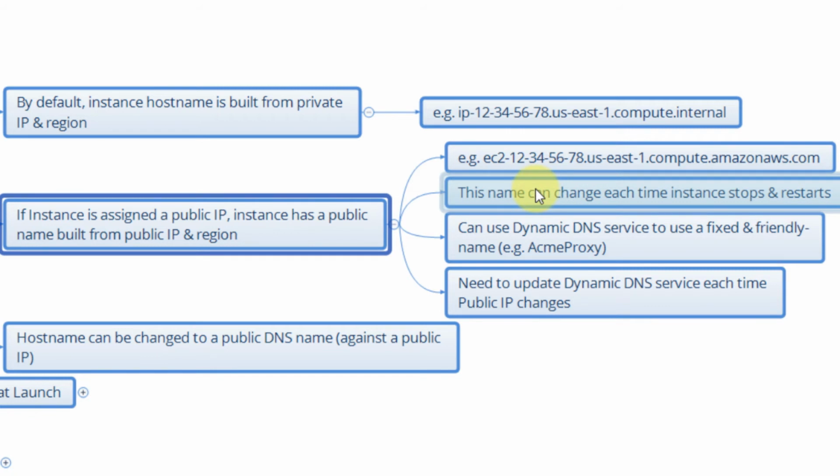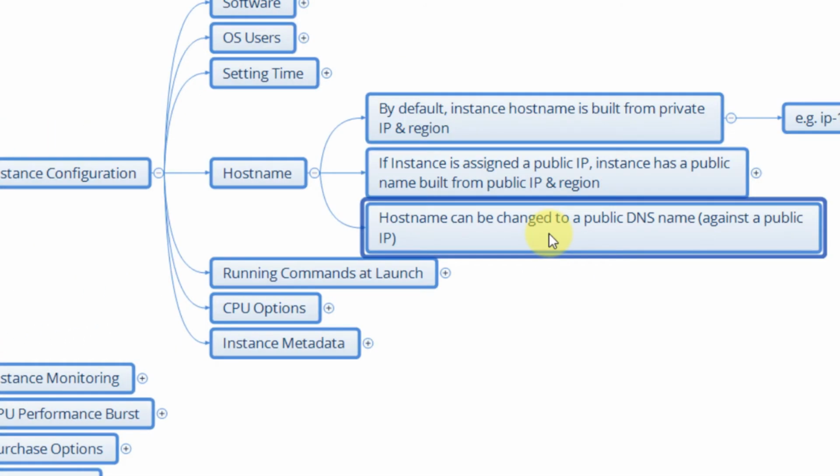If you wish to maintain a constant name, you can use a dynamic DNS service. So you can have a fixed and friendly name, for example, acme-proxy, but you need to update the dynamic DNS service each time the public IP changes. Another solution is to use an Elastic IP, which you need to allocate and assign to the instance, and use a DNS service to map a fixed and friendly name to the Elastic IP. The hostname on the instance can be changed to a public DNS name.